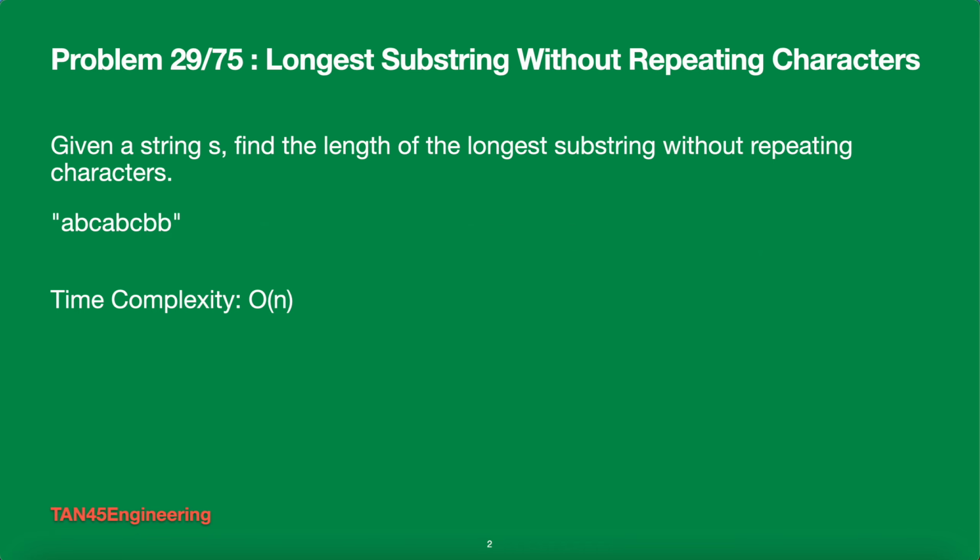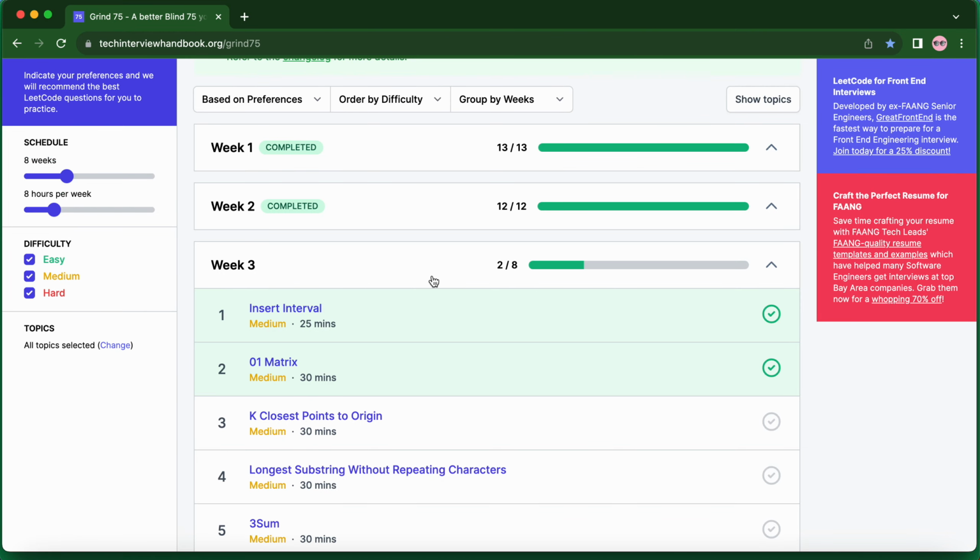So slowly we have reached the 29th of 75 problems from the Grind 75 list. Today's problem is on finding the longest substring without repeating characters. We are given a string like this one and we have to find the length of the longest substring without repeating characters. Okay, let's jump into the problem statement and start solving.